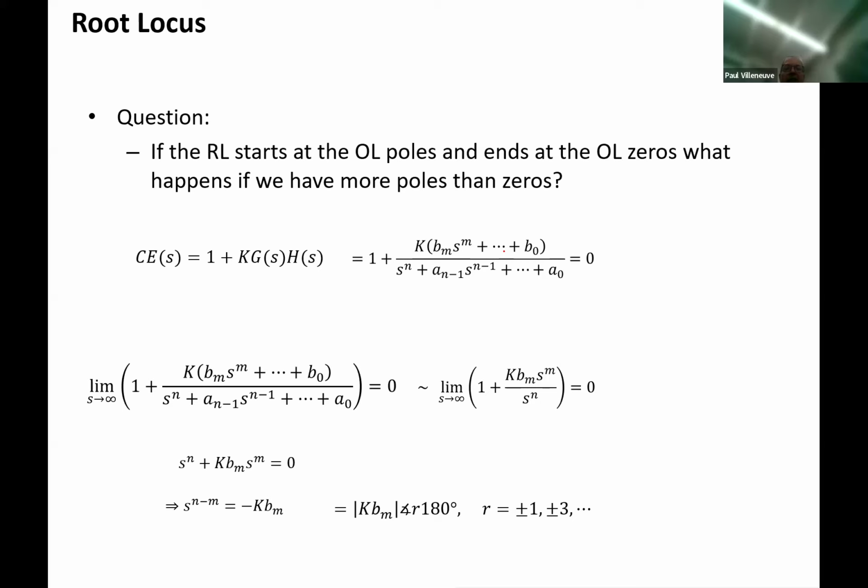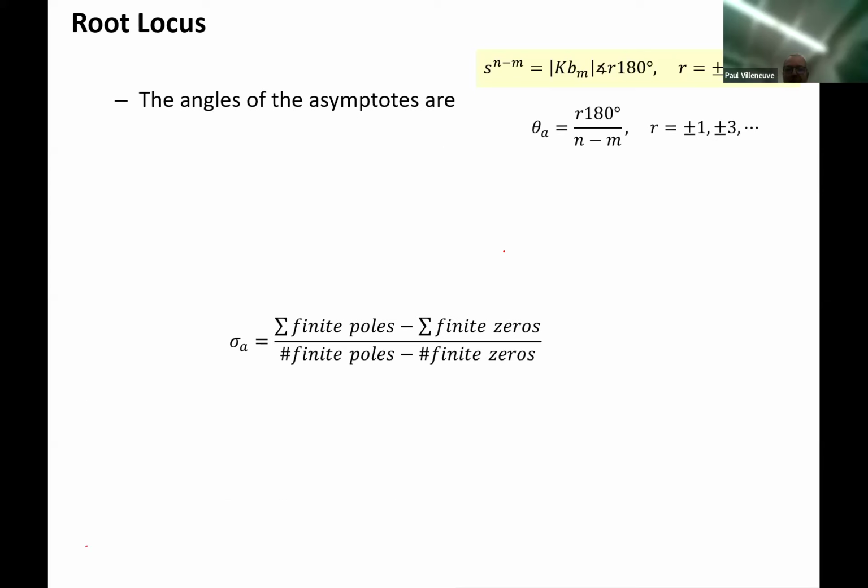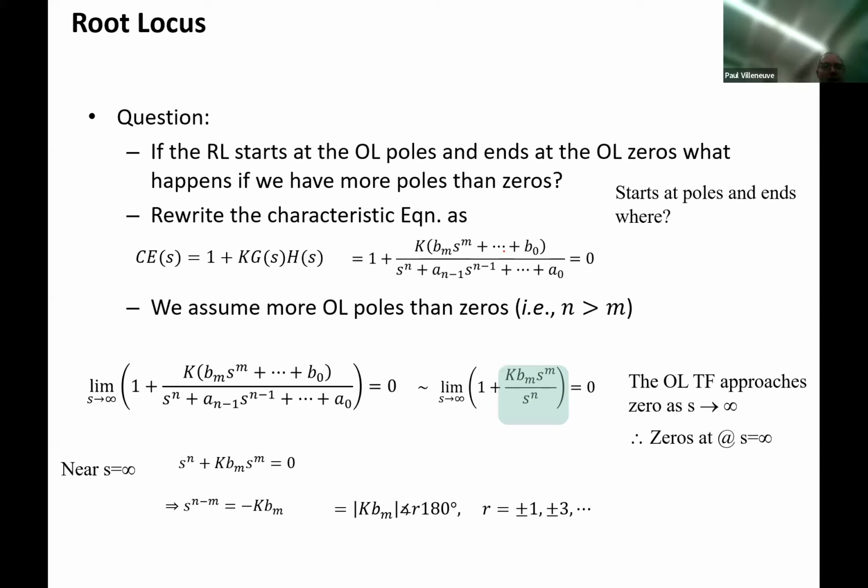All right, so this is just a summary. What if we have more finite poles and zeros? Well, here are zeros at s equals infinity. So your zeros at s equals infinity is the difference between the two, where n is the order of the denominator and m is the order of the numerator.